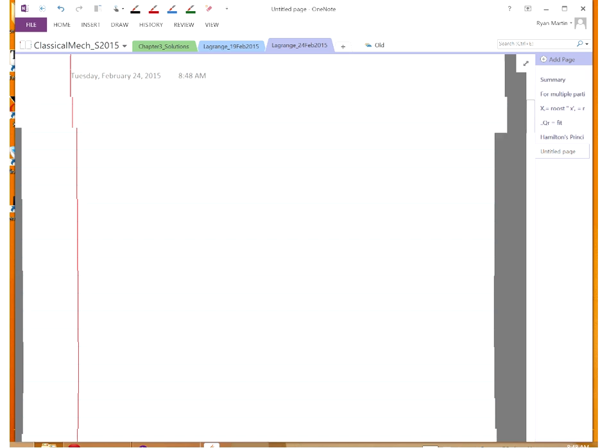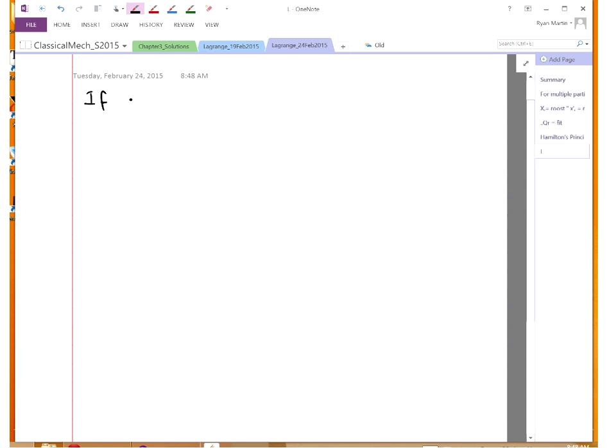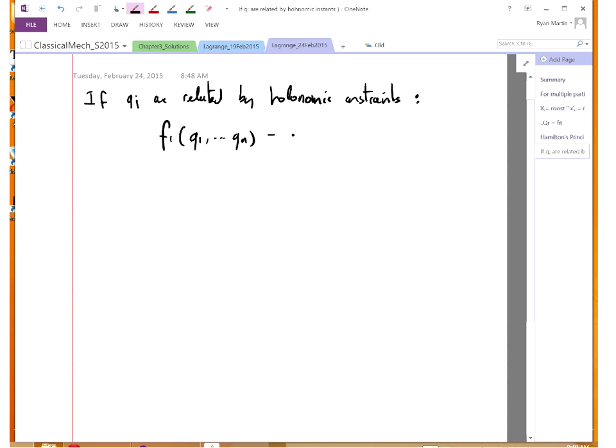So if the Qj are related by holonomic constraints, let me write out a constraint. Maybe I'll write it as lowercase f1 of q1 and then all the way to qn equals 0. So that's the constraint equation. That's an equation that relates one degree of freedom to another.